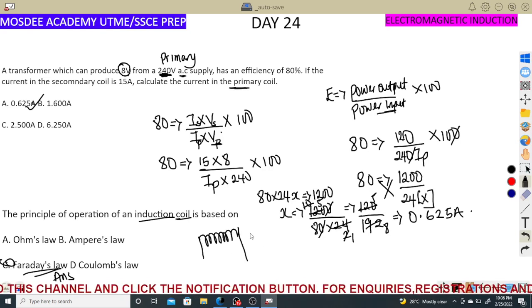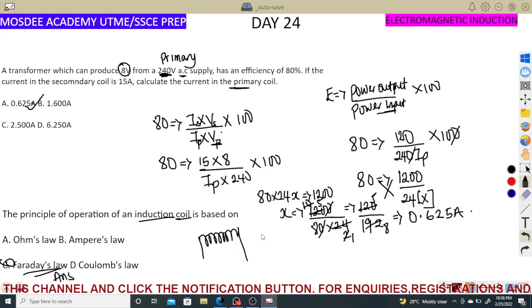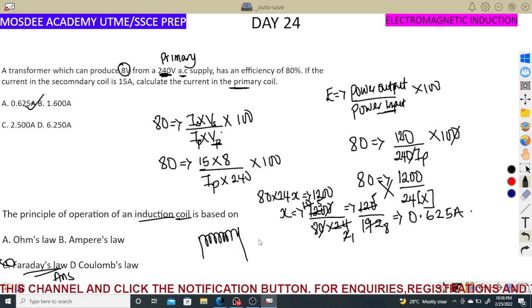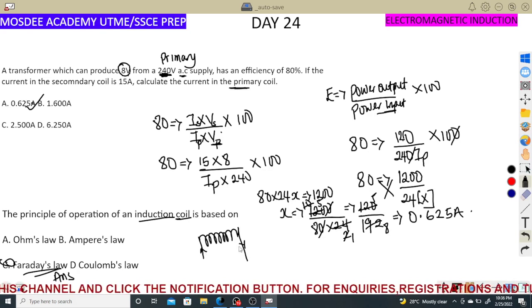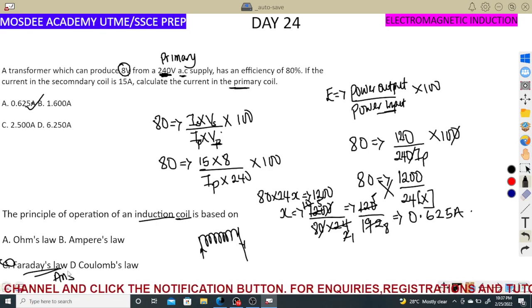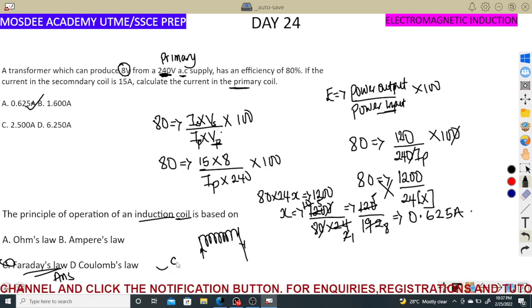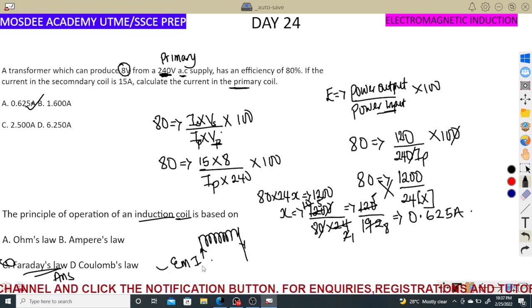I told you, when there is more than one coil, we talk about mutual inductance. When it is one coil, you talk about self-inductance, as current passes from one point to another. So please keep that in mind. So anything, induction coil, transformer, dynamo, AC dynamo, they work on the principle of Faraday's law. And all this Faraday's law is called electromagnetic induction. Let's keep it in mind.